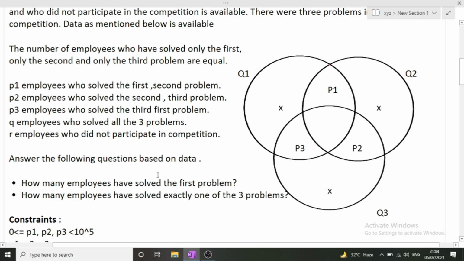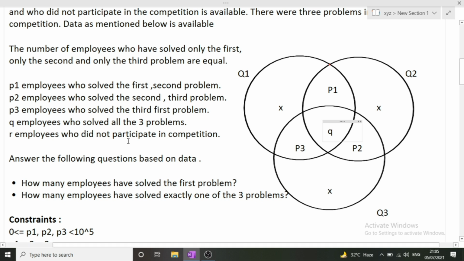Next, there were Q employees who solved all the 3 problems, that is they solved question 1, question 2, and question 3. So here we will find the intersection of all the 3 rings, and this is where the intersection occurs. Here we will write Q, meaning there are Q employees who have solved all the 3 problems. Now there were R employees who did not participate in the competition. So we know that there were a total of E employees in the company, and out of those, R employees did not even participate in the competition. So these 2 things we have to remember most.